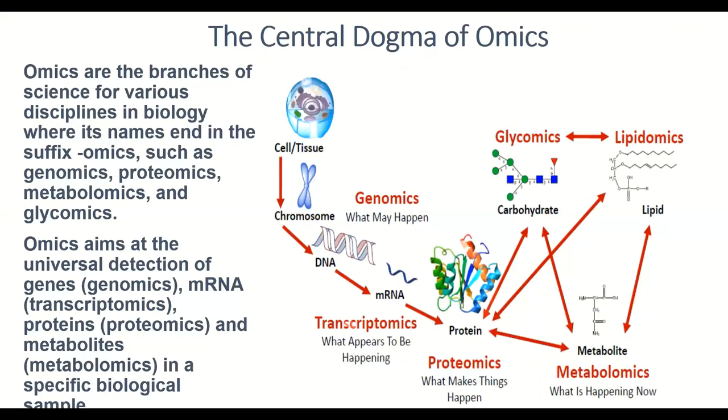Here is a simple schematic figure of what the central dogma of omics looks like. Let's say we start with a cell. Each cell has chromosomes, and then we have the DNA. At the DNA level, there are lots of genes, more than 20,000 mRNA genes.